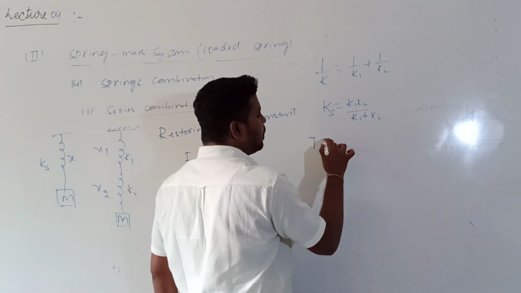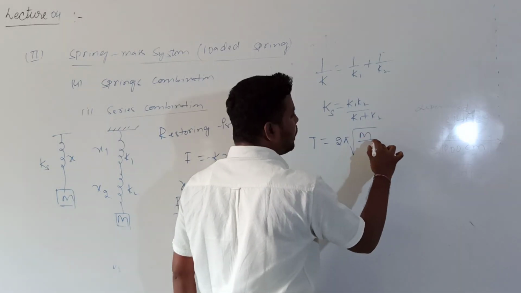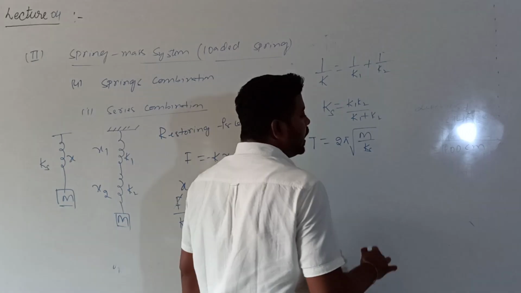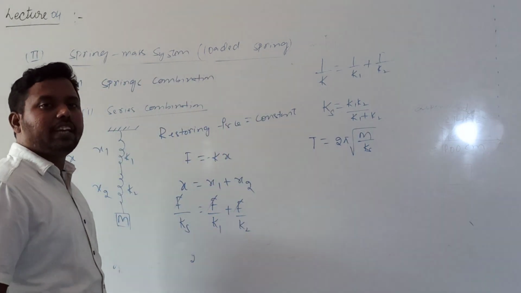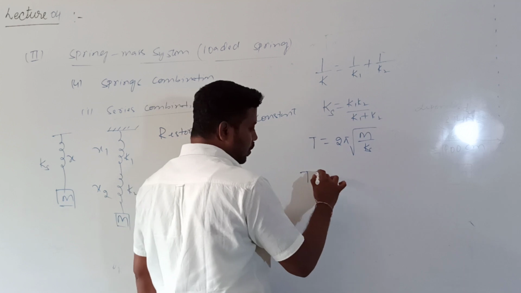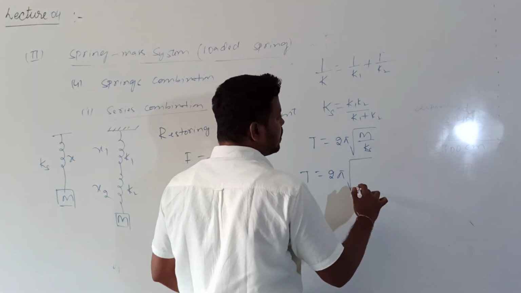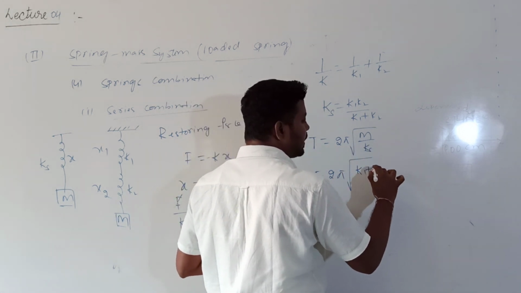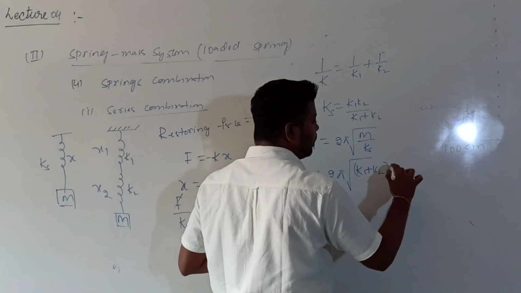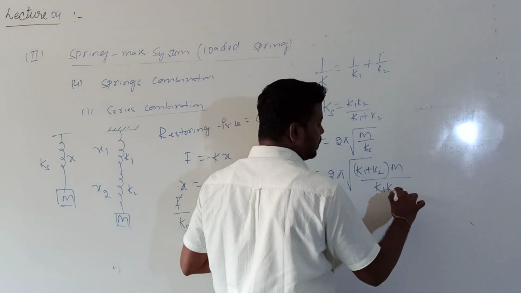In that case, the formula for the new time period is given by 2 pi into root over M divided by Ks. Initially it was K, now it is connected in series, so Ks. So T is equal to 2 pi into root over M, which I already know, and Ks, which is K1 plus K2 into M divided by K1 into K2.